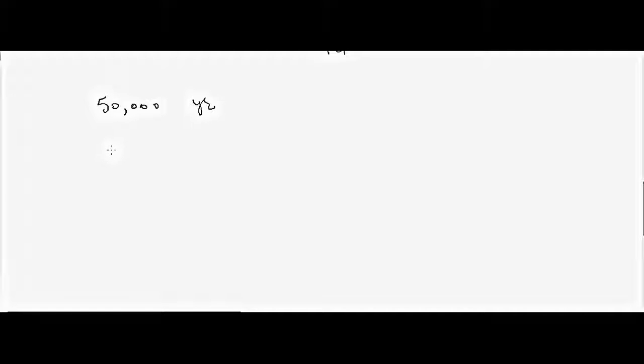The rule is very simple. All you need to do is divide it by 2000. So if you divide 50,000 by 2000, that will give you $25 per hour. That will be your hourly salary.